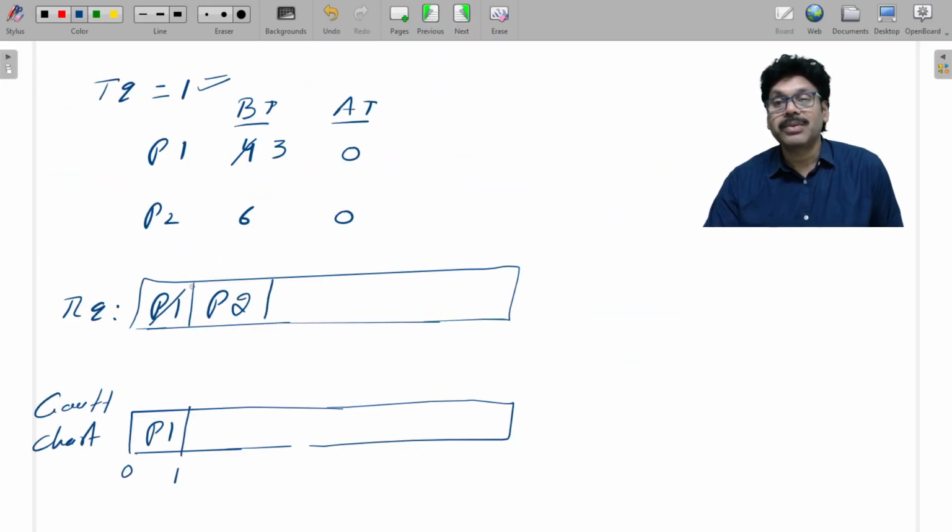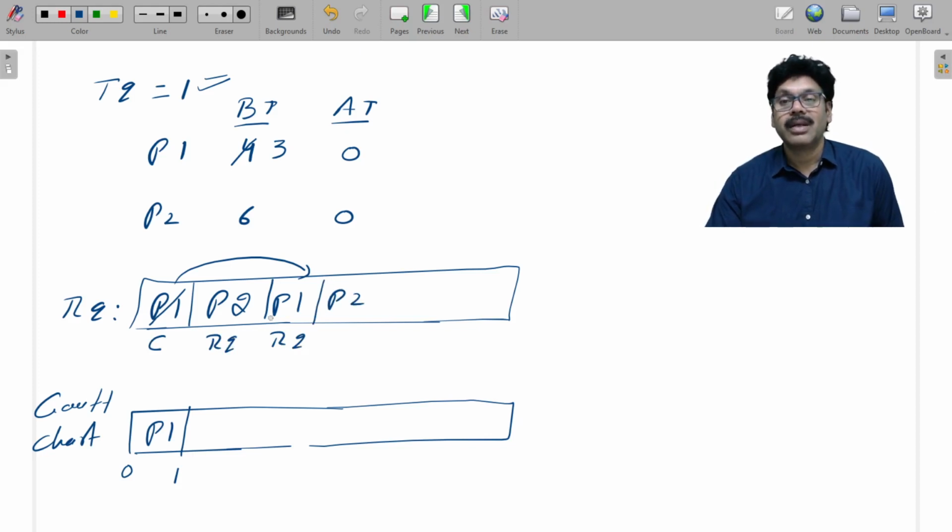P1 has to come back to the ready queue. Right now you are in the ready queue, earlier you were in the CPU. Now you are swapped back to the ready queue, and P2 gets a chance. Now P2 is executed, it goes to the CPU.